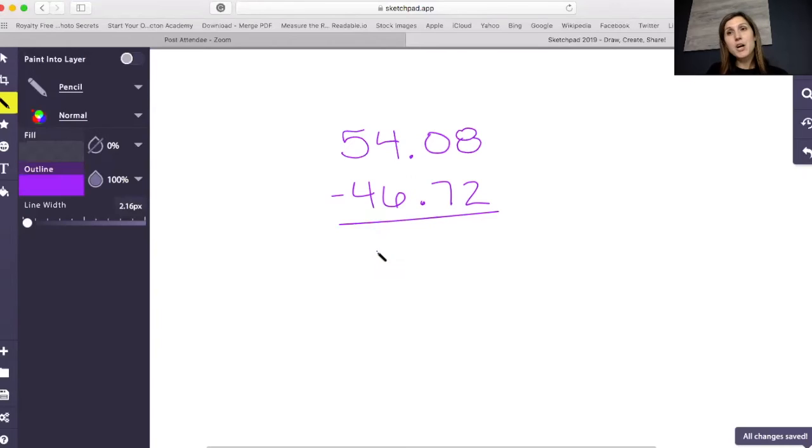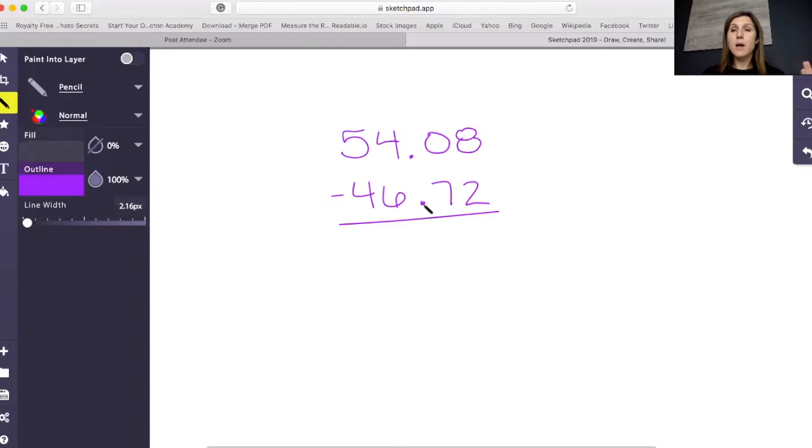Hi, let's talk about subtracting decimals using the standard algorithm. Subtracting decimals using the standard algorithm is very similar to subtracting whole numbers using the standard algorithm with a few differences. Number one, we're going to have the decimal point.